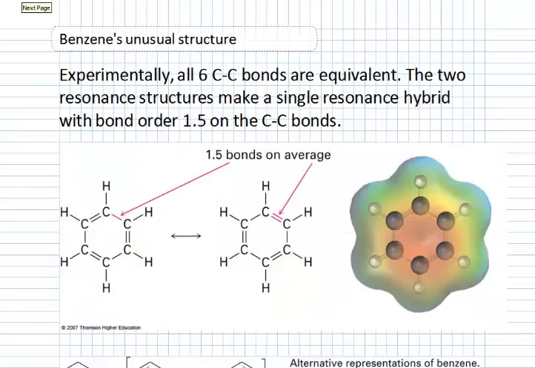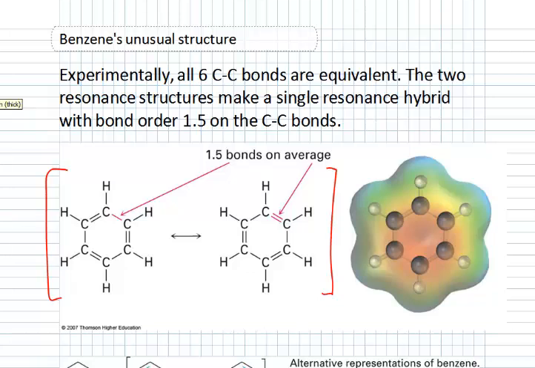So let's look at benzene's structure. If we actually had single and double bonds in the compound, we might expect them to be different lengths. Okay? Recall that double bonds are quite a bit shorter than single bonds. Experimentally, we see the actual structure has all 6 carbon-carbon bonds equivalent. We can think of that a couple ways. There are 2 equivalent resonance structures that add together to make the molecule. Okay? So 3 of them have double bonds in one resonance structure, and the other 3 have double bonds.